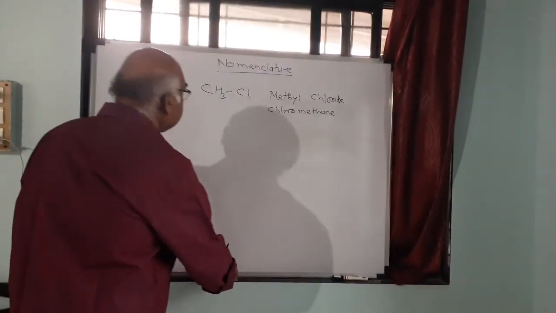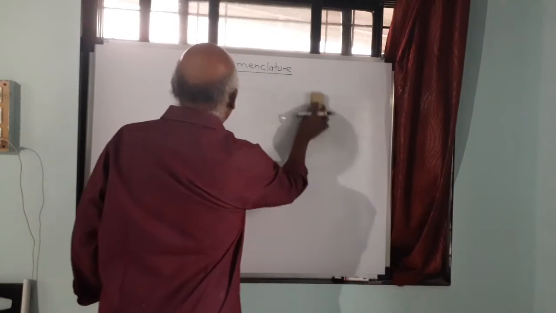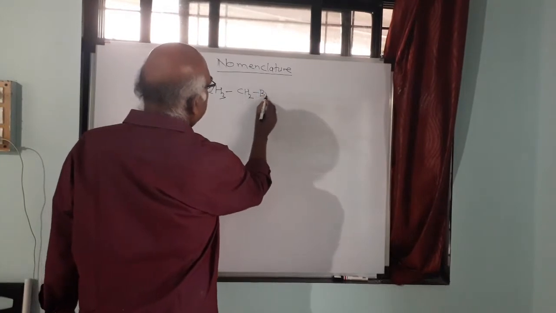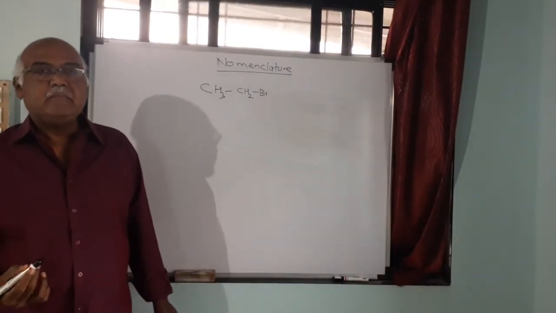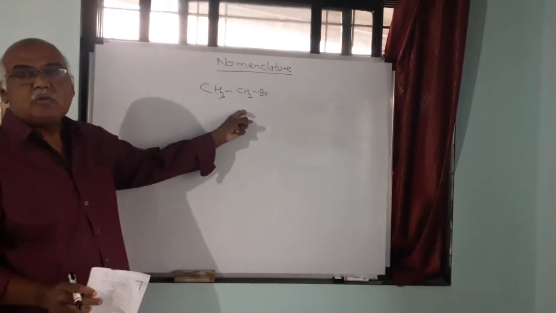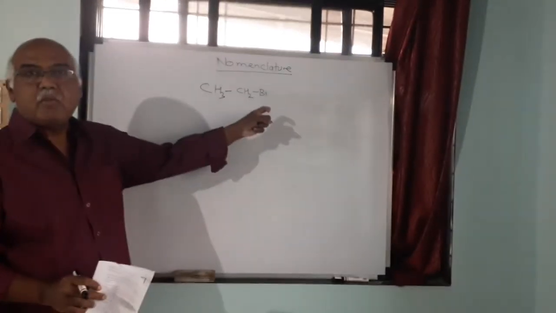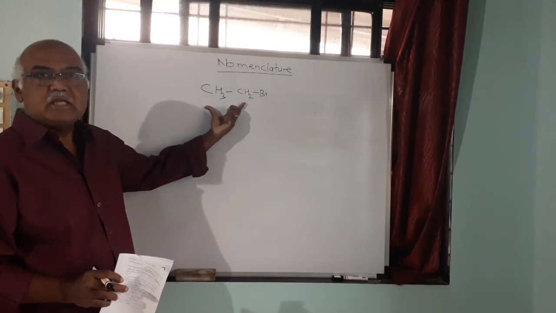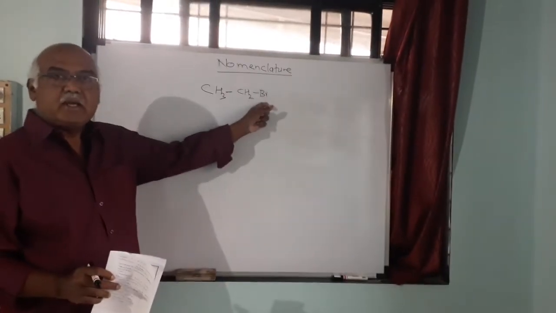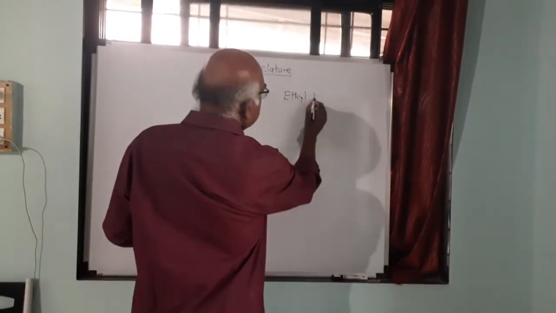Now the second example, CH3CH2, and for the halogen I will take bromine, CH3CH2Br. In the common system, there is an alkyl group which is CH3CH2. This alkyl group is called the ethyl group, and the halogen is bromine. So this will be ethyl bromide. You have to take the name of the alkyl group, which is ethyl, and then the name of the halogen in the form of halide, that is Br, bromide. So in the common system, the name is ethyl bromide.